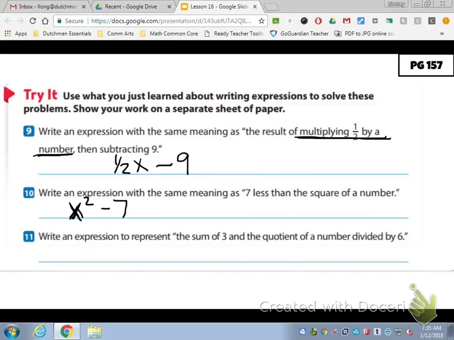11, write an expression to represent the sum, remember that's addition, of 3 and the quotient of a number divided by 6. When it says quotient, that is the answer to a division problem. So if it's a number, we use x, and we're dividing it by 6. So it would be 3 plus x divided by 6.